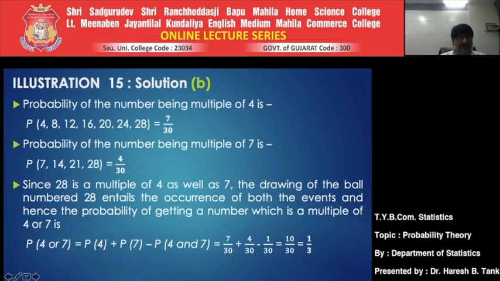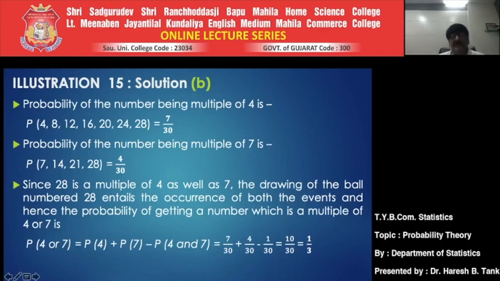A number which is a multiple of 7. 7, 14, 21, 28. These are the 4 different ways. So probability of getting a number which is a multiple of 7 becomes 4 upon 30. Now think of it. Is there anything common between these two? Yes, there is a single entity which is common between those two, which is 28.